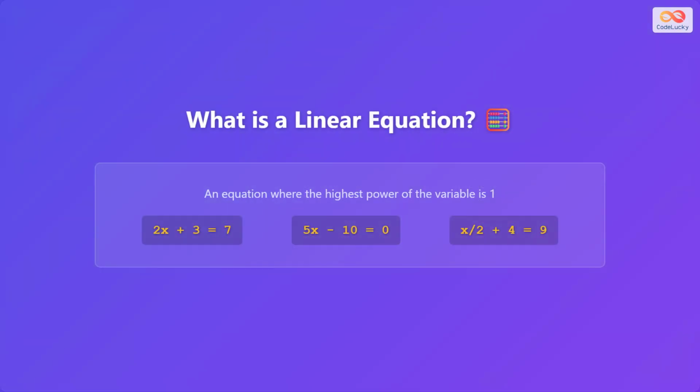Let us first understand what exactly is a linear equation. A linear equation is simply an equation where the highest power of the variable is 1. You will only have x and no x squared or x cubed or anything like that. Here are a few examples. 2x plus 3 equals 7, 5x minus 10 equals 0, x by 2 plus 4 equals 9. These are all linear equations because the highest power of the variable x is 1.